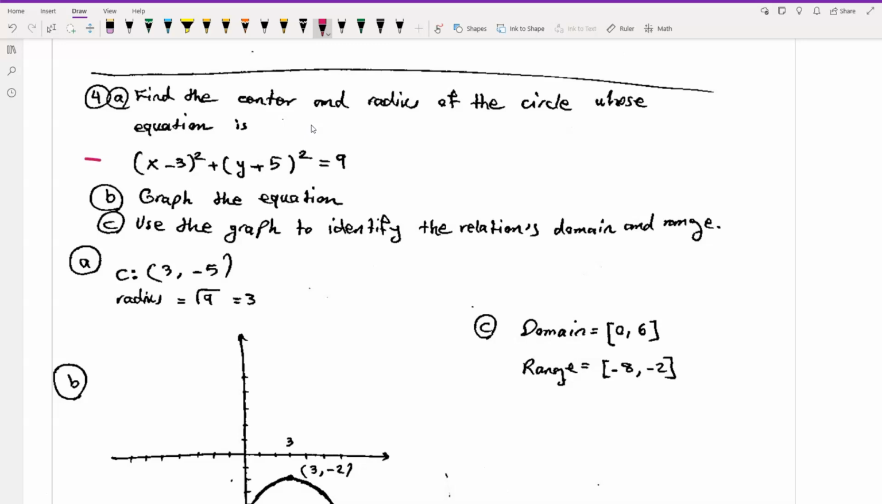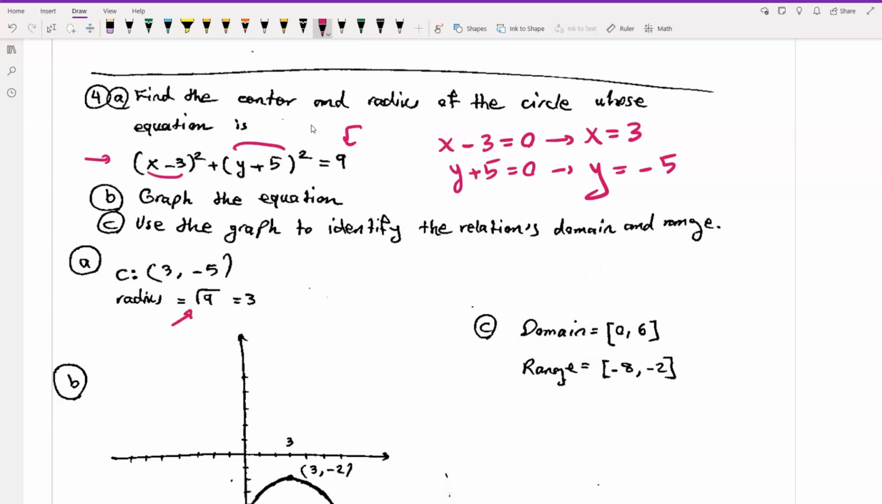So based on what we have here on this part, we have x − 3 = 0. So x is 3. Here on this part we have y + 5 = 0. So y is equal to −5, meaning that the center is (3, −5). And here on this part we have 9. So the radius is equal to the square root of 9, and that is equal to 3.